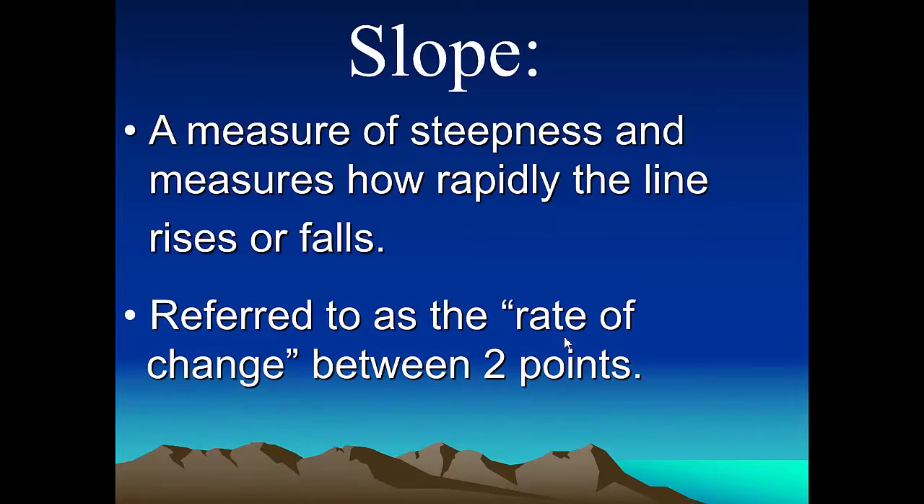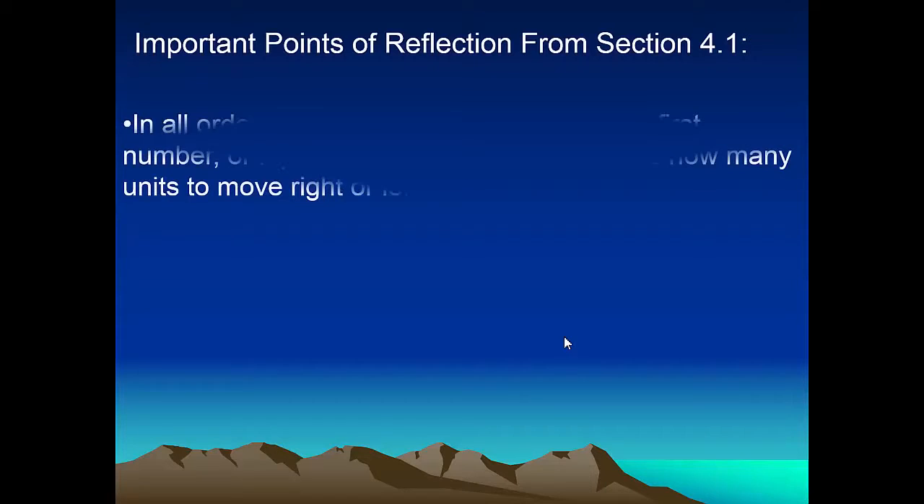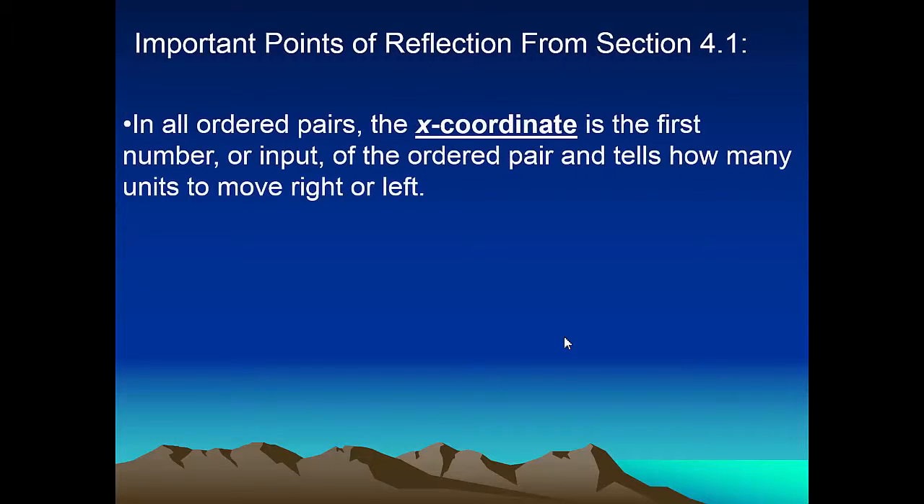It is also referred to as the rate of change between 2 points. Important points of reflection from section 4.1. In all ordered pairs, the x-coordinate is the first number or input of the ordered pair and tells how many units to move right or left.